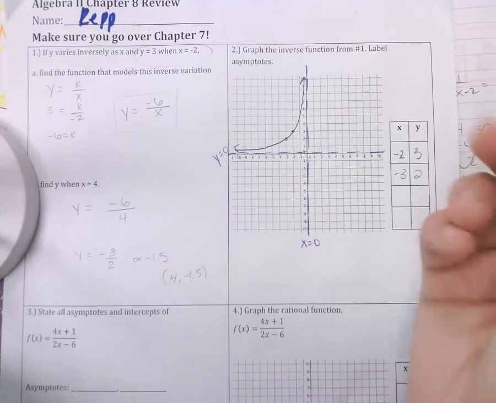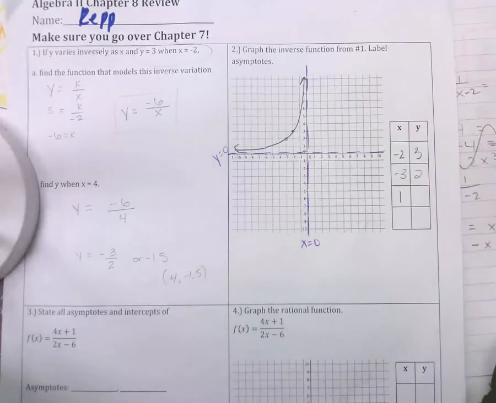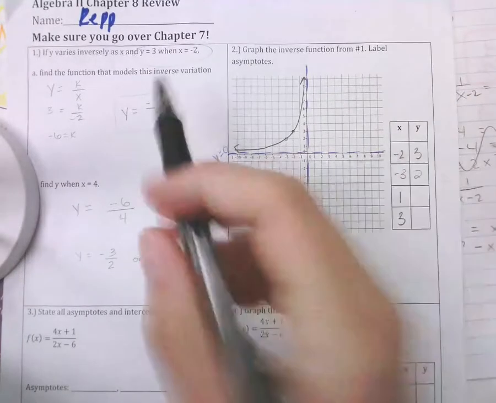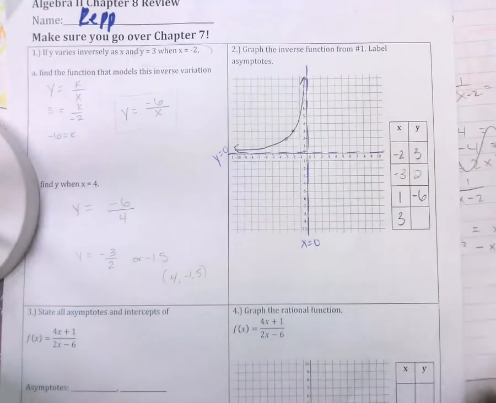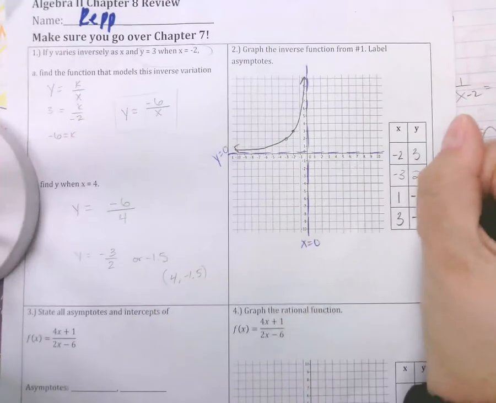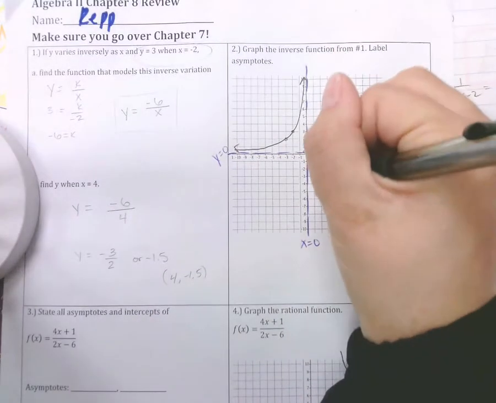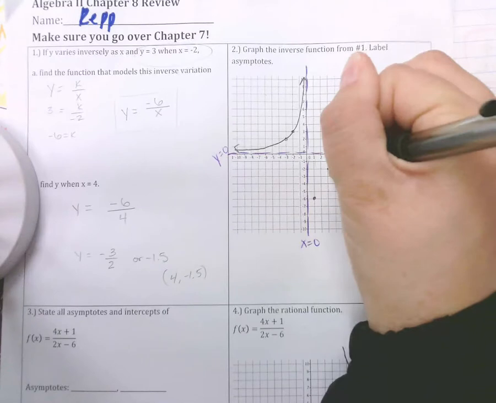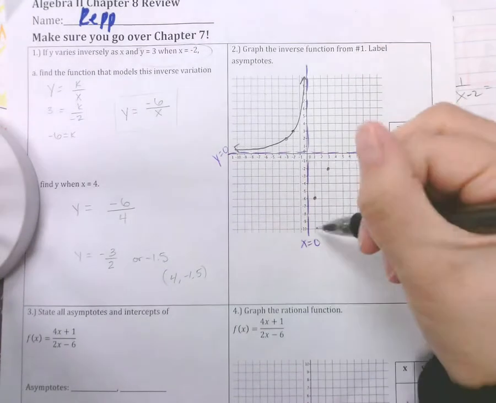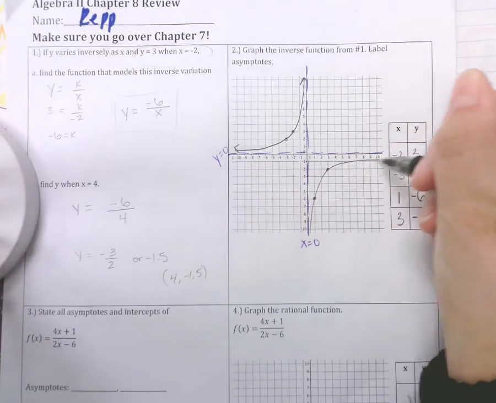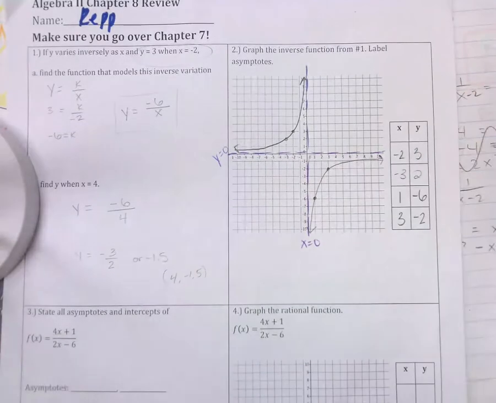So I'm going to plug in like 1 and 3. If I plug in 1, I get -6. If I plug in 3, I get -2. You can plug in whatever you want, but you probably want to plug stuff in that goes into 6, because 6 is k. And there you go. So 2 points per curve. Make sure you label your asymptotes.